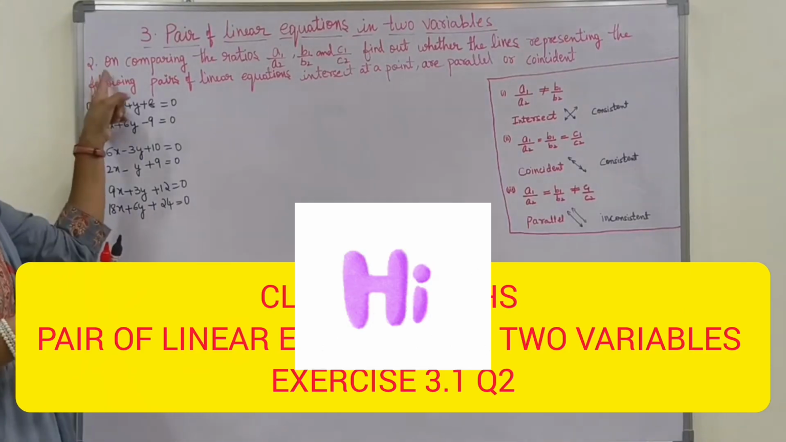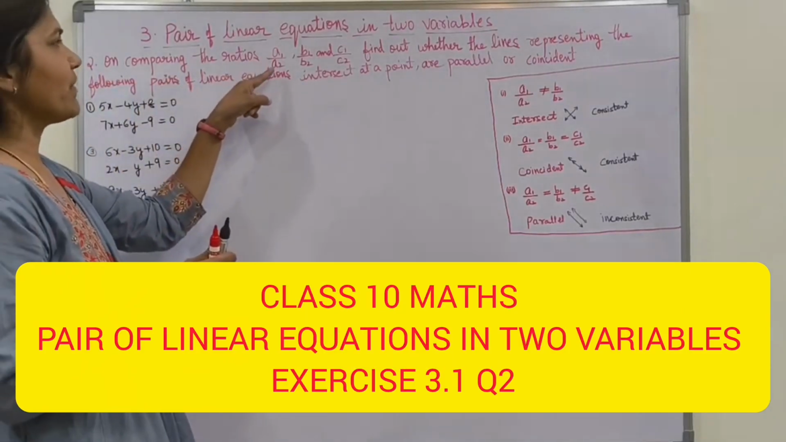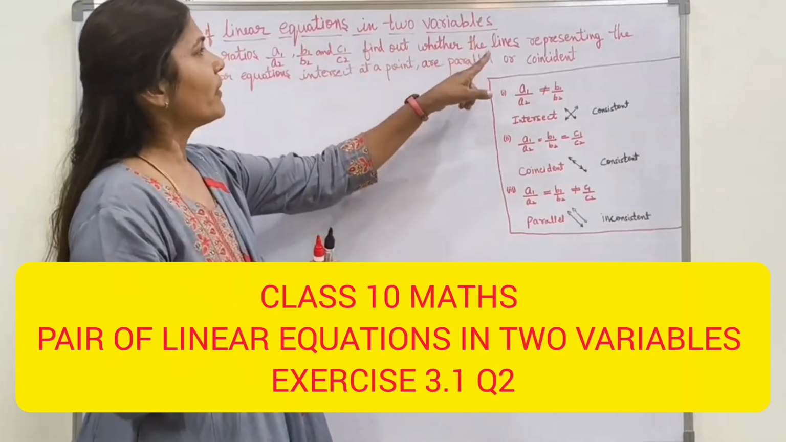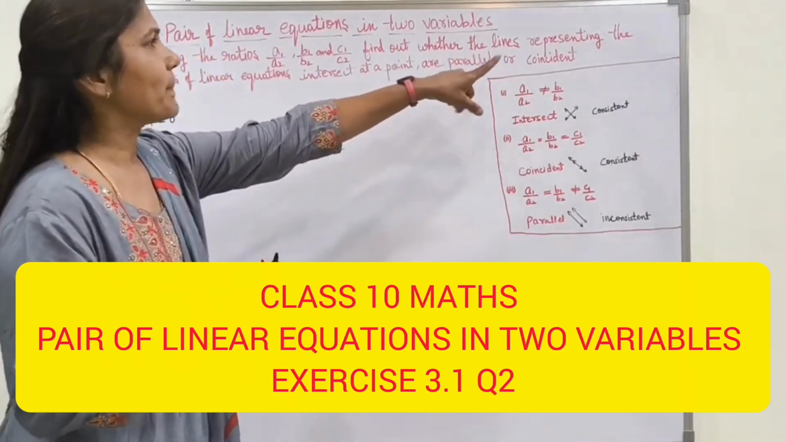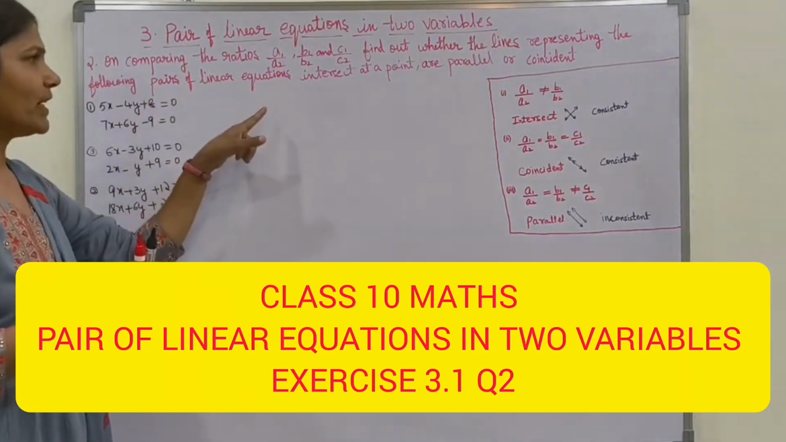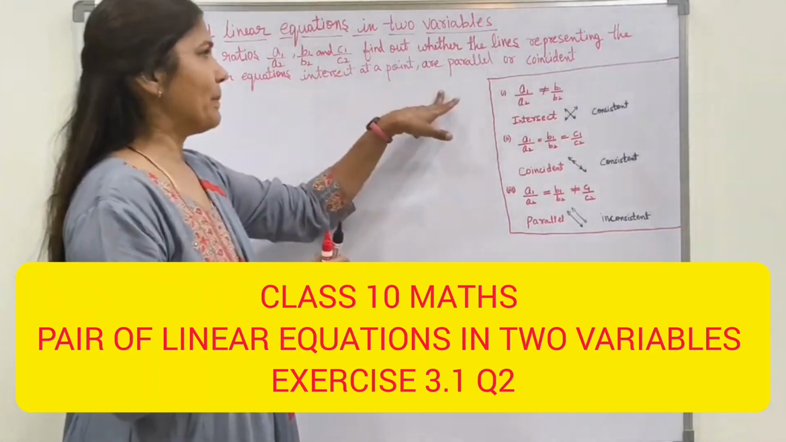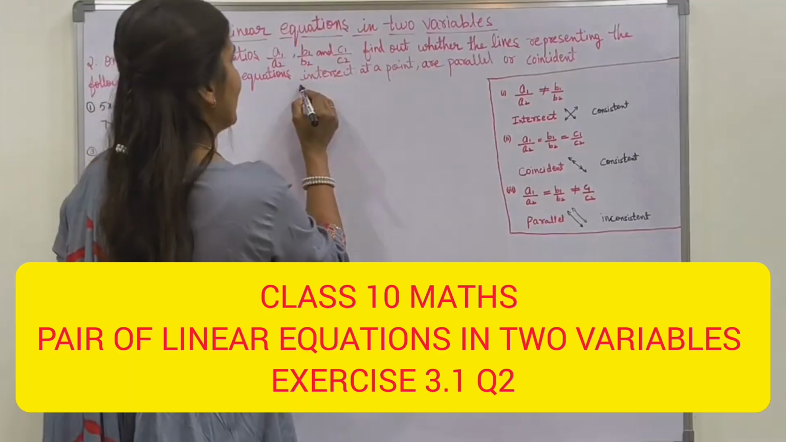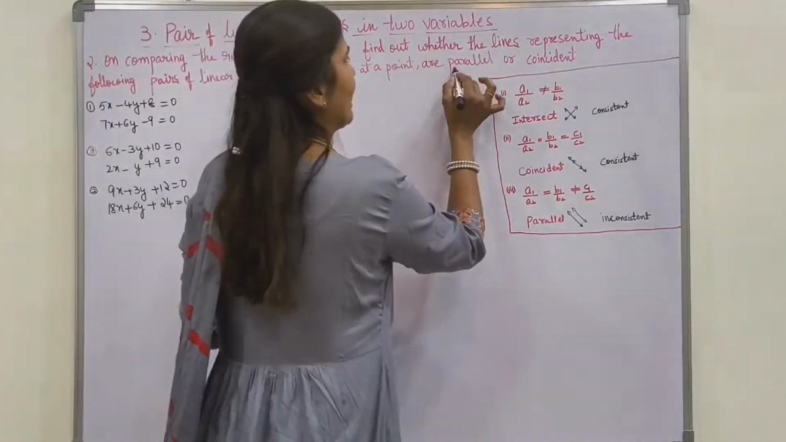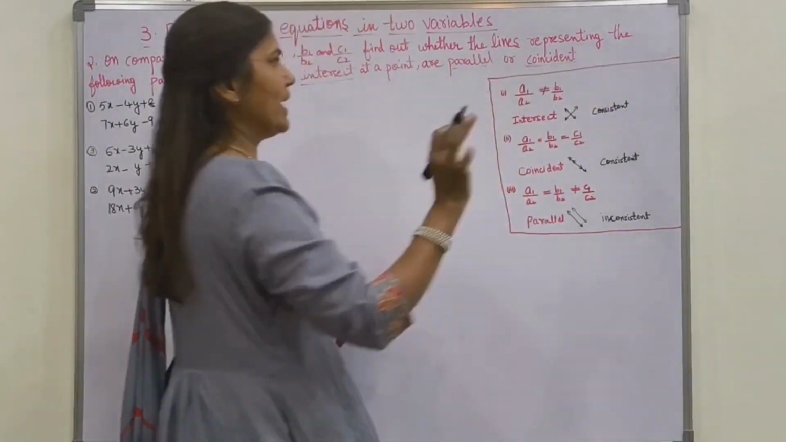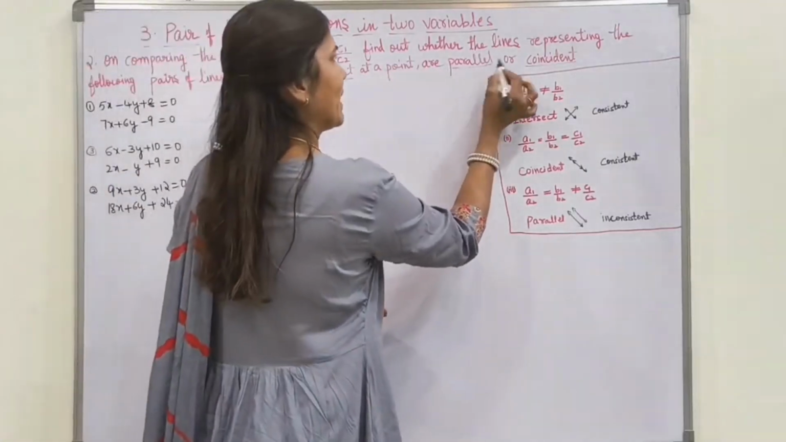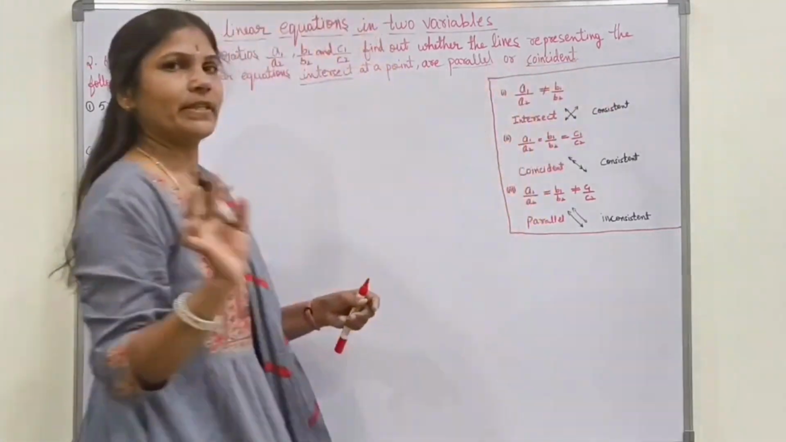Second question we will learn. Comparing the ratios A1 by A2, B1 by B2 and C1 by C2, find out whether the lines representing the following pairs of linear equations intersect, are parallel, or coincident. Which type of lines will we find? Intersecting lines, parallel lines, or coincident lines we have to find. Intersect means the lines intersect, parallel means parallel lines, coincident means coincident lines.